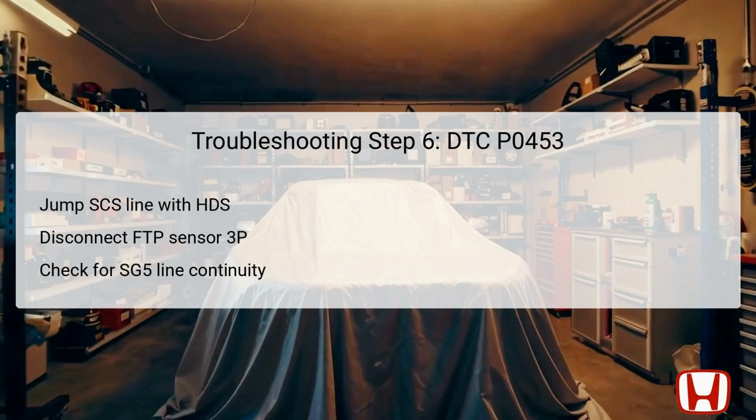Similar to previous checks, you will examine continuity between specified test points while keeping the FTP connector disconnected. Confirming continuity indicates that the SG5 wire is intact. Should continuity fail, it signals an open in the SG5 line between the PCM and the FTP sensor, necessitating further repairs to ensure safe and reliable operation of the systems.